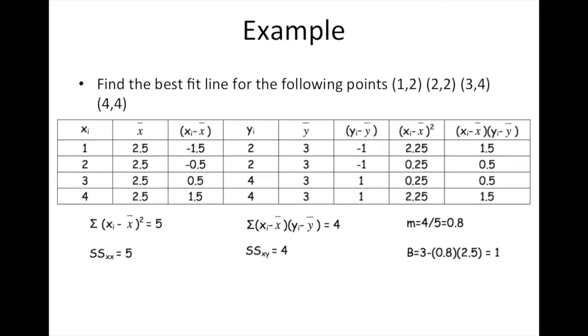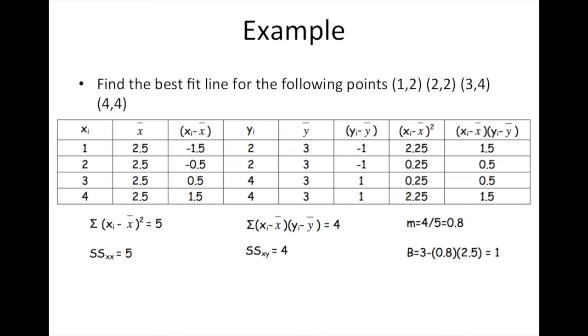So first, plot in x: it's 1, 2, 3, and 4. And then plot in y, which is 2, 2, 4, 4. Then calculate x bar, which is 2.5, and y bar, which is 3. Next, calculate x minus x bar, which comes out to be negative 1.5, negative 0.5, 0.5, and 1.5. Then calculate y minus y bar, which is negative 1, negative 1, 1, and 1.